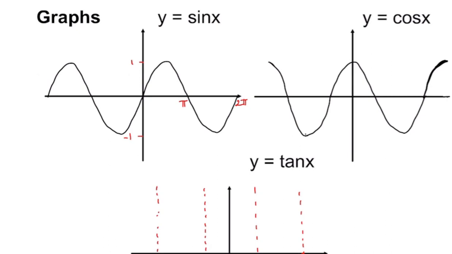It will cross through the x-axis at pi, the origin, minus pi and minus 2 pi. And of course it will reach its maximum at pi over 2, minimum at 3 pi over 2, minimum here at minus pi over 2, and maximum at minus 3 pi over 2.